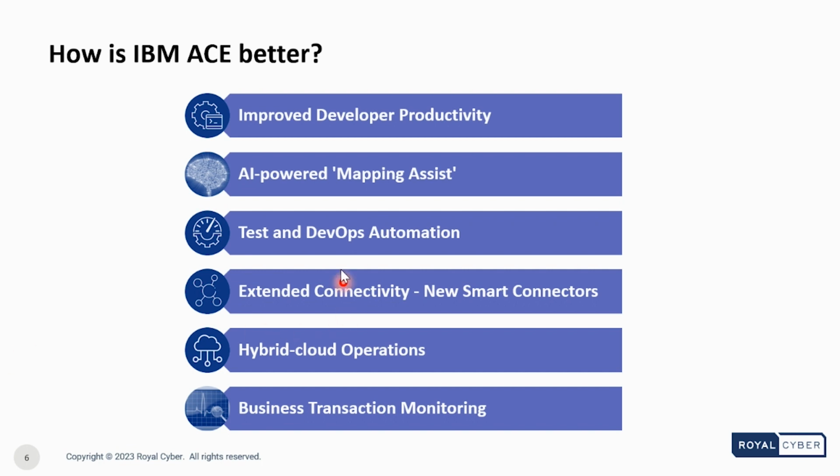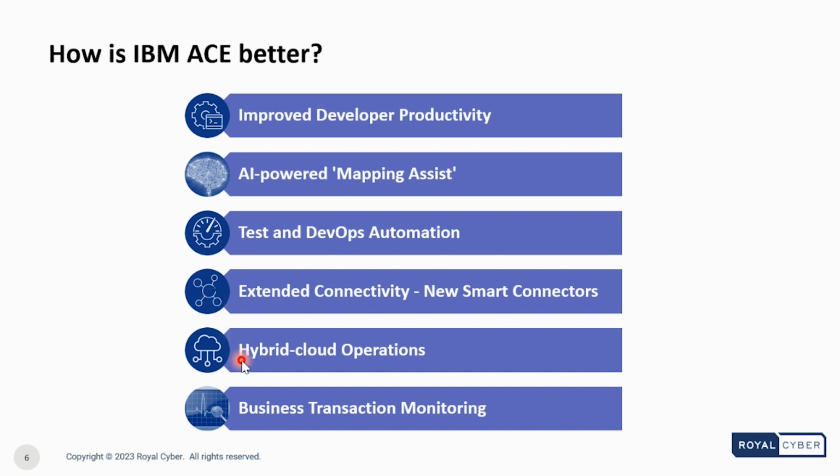And the third benefit is test and DevOps automation. It fast tracks the adoption of agile practices while mitigating risk. The new test driven development capability accelerates your shift left strategy, enabling developers to iteratively test as they develop and automate test authoring. Another reason is extended connectivity. It has tons of new smart connectors, over 200, making it easier for you to connect your systems and applications both on the cloud as well as on prem.